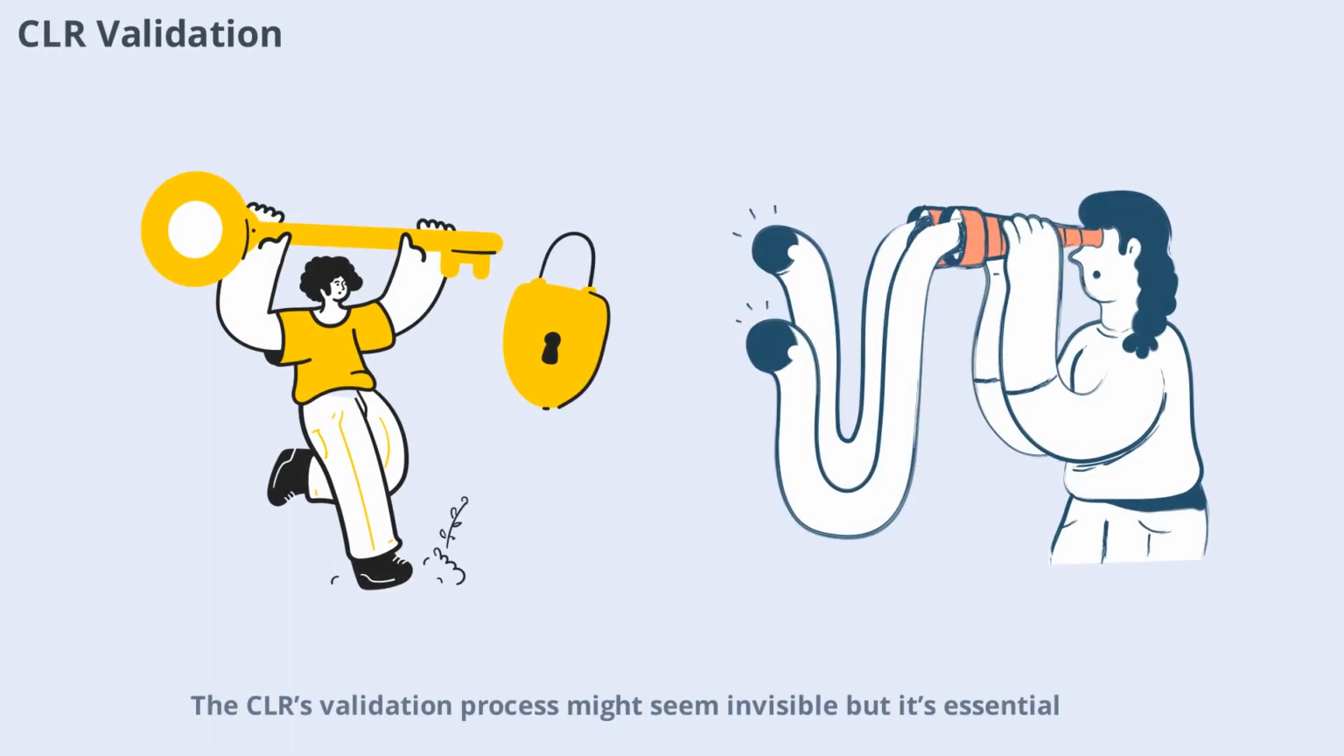The CLR's validation process might seem invisible, but it's essential. It checks your IL for type safety and memory safety, ensuring that your program won't suffer from common errors like buffer overflows or invalid memory access. This layer of protection is what makes .NET applications robust and reliable. Developers can focus on building features, knowing that the runtime is guarding against many low-level pitfalls. This is a key advantage of managed environments like .NET.